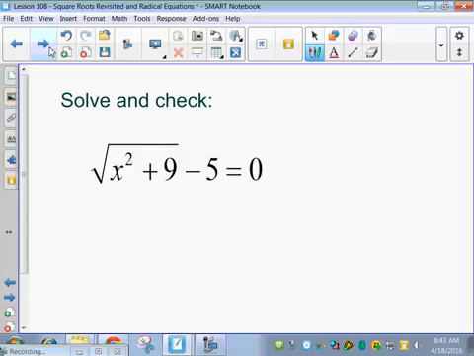All right, solve and check. So let's try another one. So I have the square root of x squared plus 9 minus 5 equals 0. You cannot take the square root of this. A lot of people try to square root this. You cannot do that because of the plus sign. All right? Only if everything was being multiplied inside there could you take the square root. So we have to solve the same way we've been solving. All right? So Ben, what do you think the first step is?